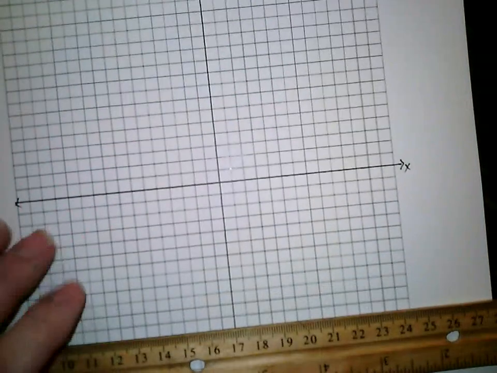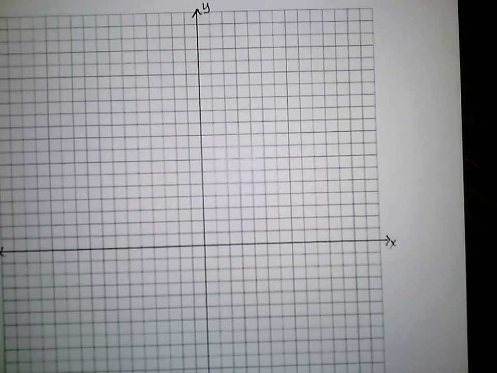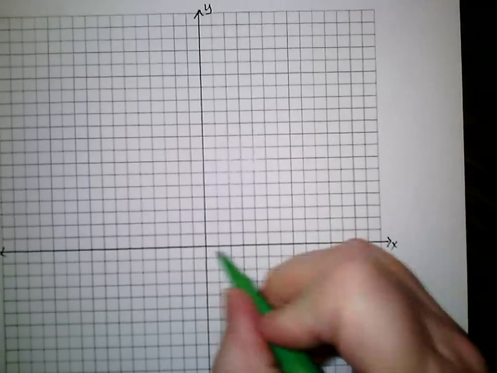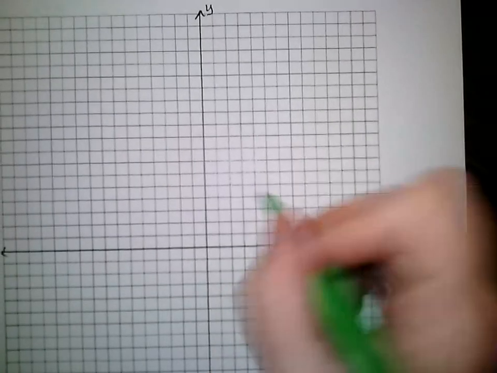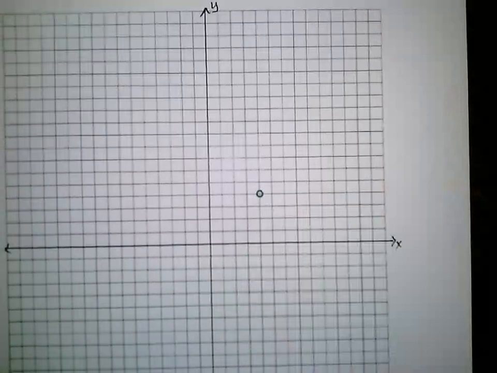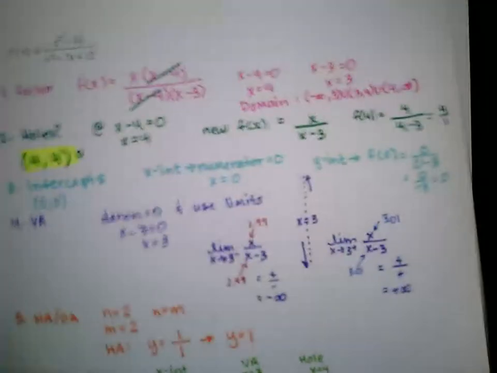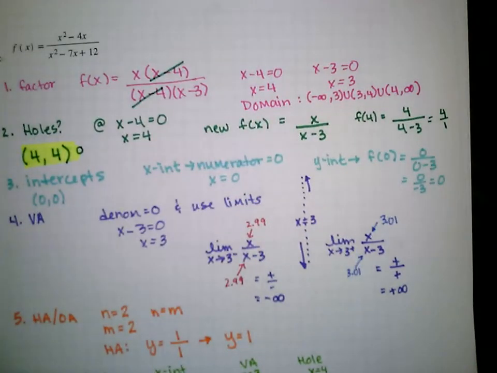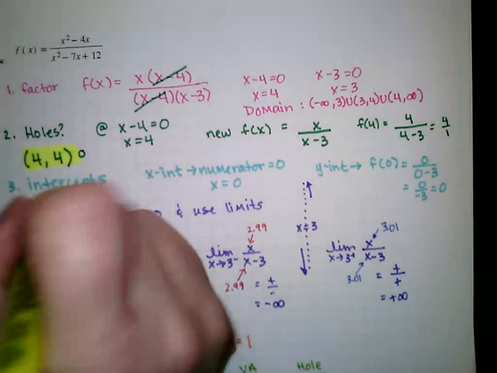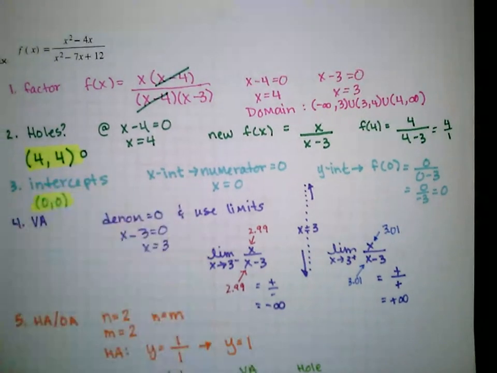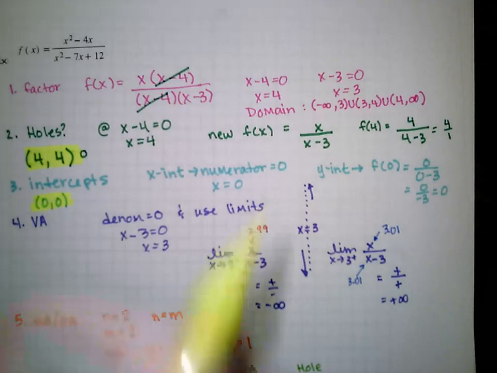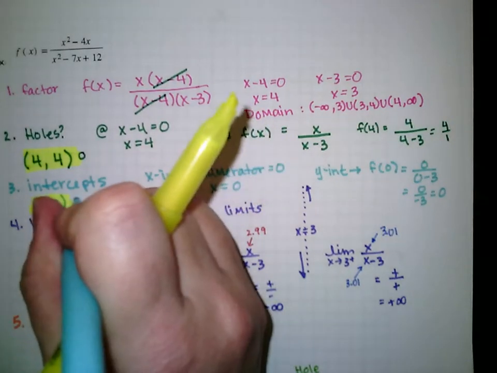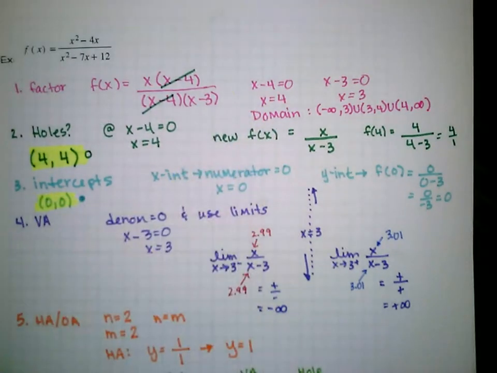There we go. So 4, 4 is going to be an open circle. 1, 2, 3, 4. 1, 2, 3, 4. Right there. What is next? X and Y intercepts. Well, this one only has the one intercept, and it goes on as a solid dot. So 0, 0 is going to be a solid dot.